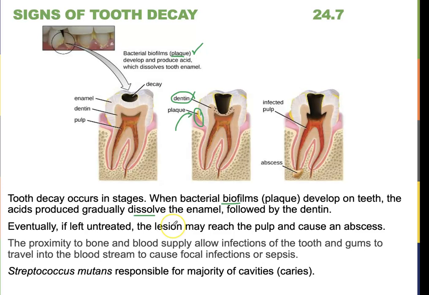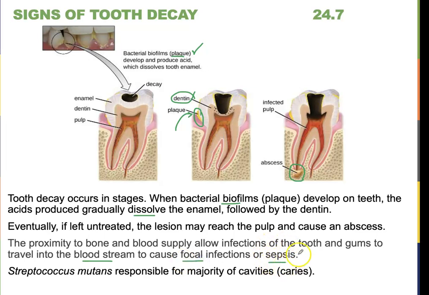So if left untreated, the lesion can reach the pulp and cause an abscess. An abscess is going to be an infectious sac of pus and microbes. And that proximity to the bone, right? You can loosen that tooth and you can lose the tooth due to the attachment to the bone. And like I said before, if bacteria reach the bloodstream, they can cause focal infections or sepsis.